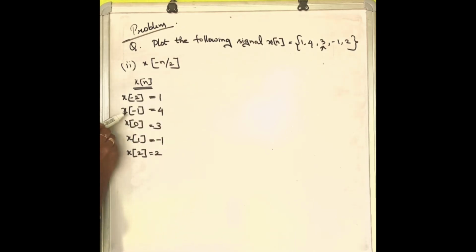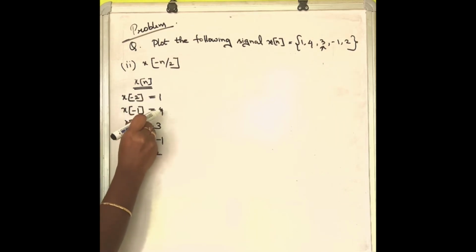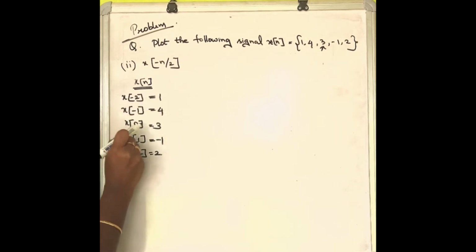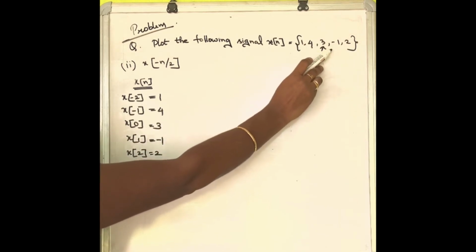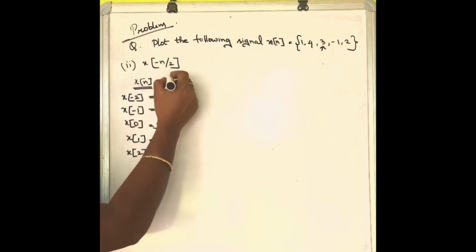Now here -2, -1, 0, 1, 2 are the instants, that is n. The amplitude is 1, the amplitude is 4, the amplitude is 3, the amplitude is -1 and 2. Now all these I have written for x of n.